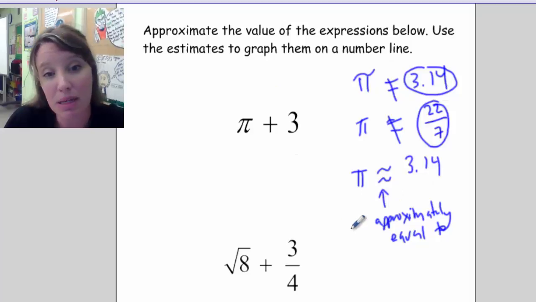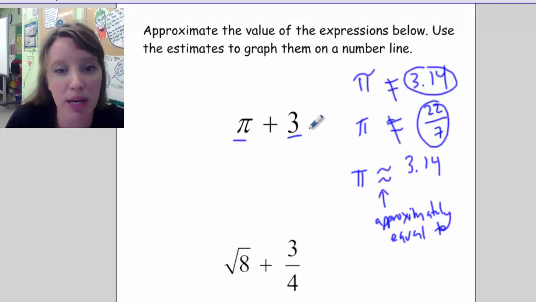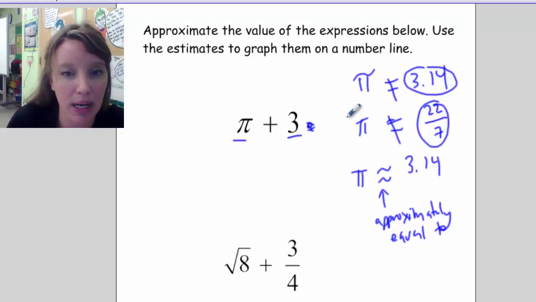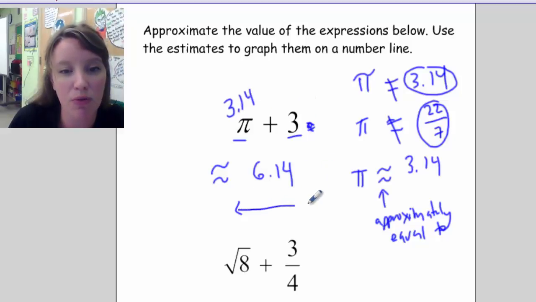Okay, but that being said, let's use 3.14 as an estimate. So if I were to take 3.14 and add it to 3, I cannot use that equal to symbol, but I want to use the approximately equal to symbol. It's approximately equal to 6.14, right? 3.14 plus 3 is 6.14. So I can place that in the number line between 6 and 7 and pretty close to 6.